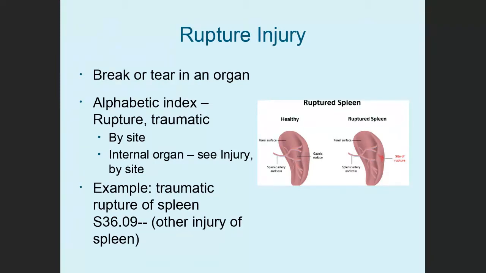Rupture injury. An injury may experience a break or tear due to an injury. This is a rupture. In the Alphabetic Index, be sure to use the code from rupture, traumatic. You'll see it listed by site, and if it's an internal organ, it will refer you back to injury by site. So for example, traumatic rupture of spleen is S36.09 with additional digits, other injury of spleen. So sometimes there'll be something for rupture and sometimes there's not.